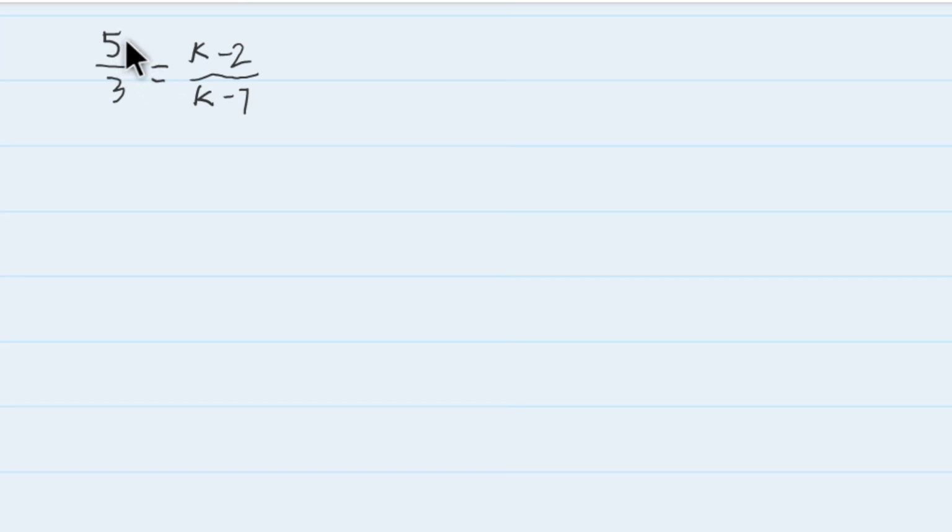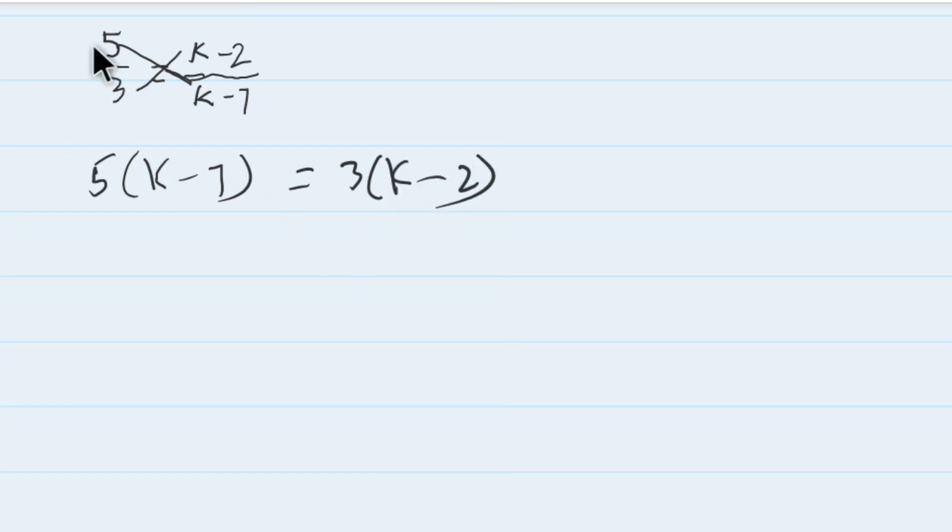So we multiply 5 by k minus 7. 5 times k minus 7. Similarly, we multiply k minus 2 by 3. 3 into k minus 2. It is important that it would be incorrect if we only multiply 5 by k and we do not multiply it by 7. Here we will use the distributive law and we will multiply 5 by both k and minus 7.